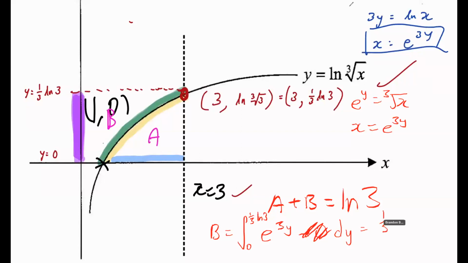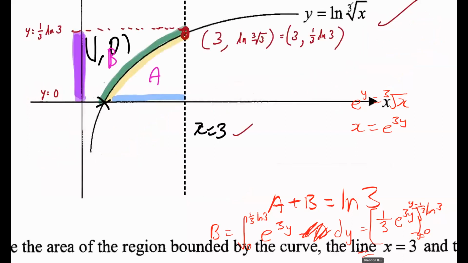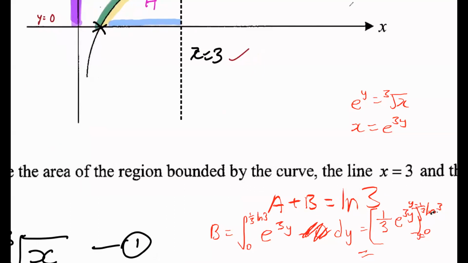A is 1/3 A. See, now it becomes so easy to integrate. Then you take A plus B. You take ln 3 minus whatever you go.